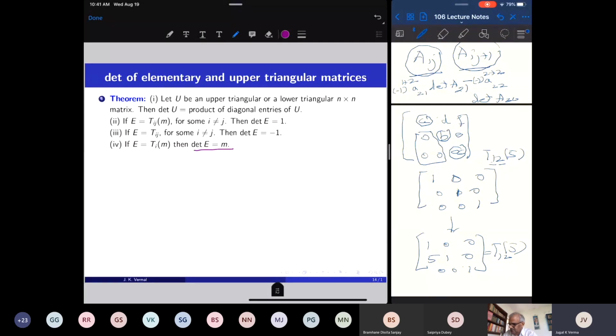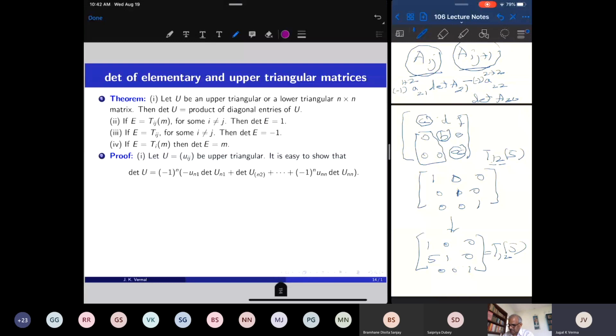Then look at the row operation where we multiply ith row by a number m, then its determinant is m. So this matrix is upper triangular, ith row multiplied by m, other entries are all 1. So this is an upper triangular matrix, and so if we prove determinant of upper triangular matrix is product of diagonal entries, then this will follow. So the basic fact about the upper triangular matrix is that its determinant is the product of the entries on the principal diagonal.